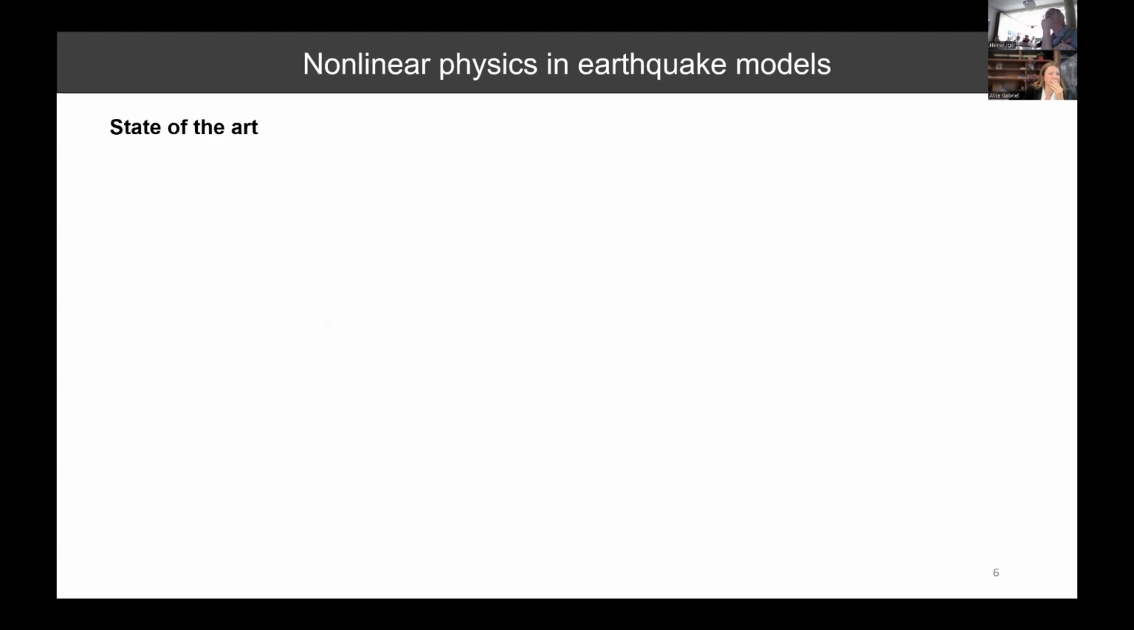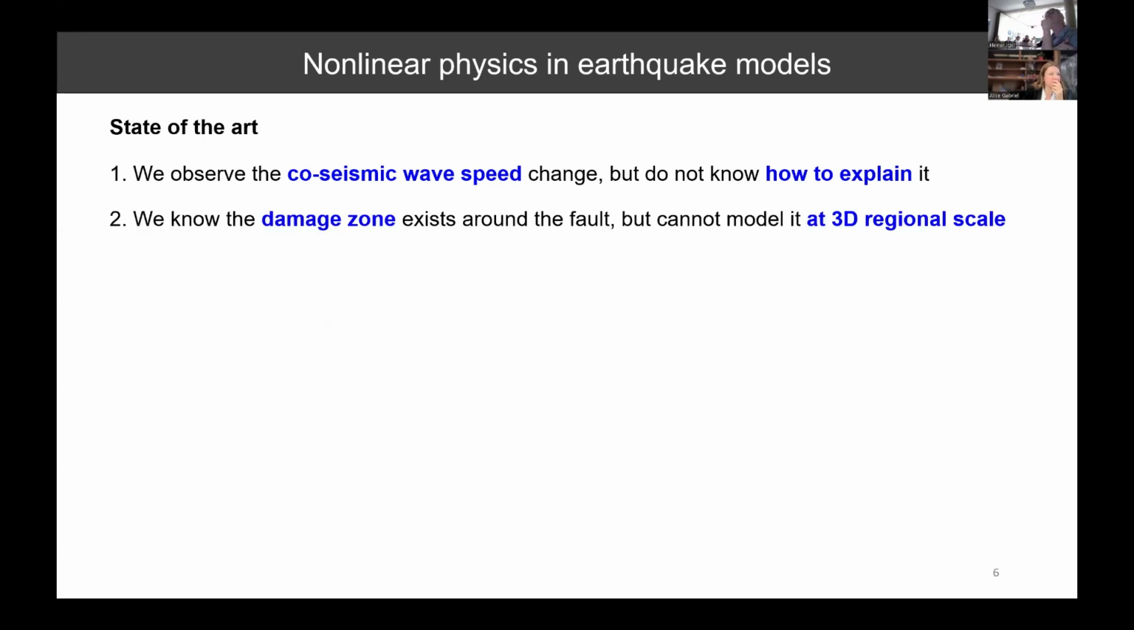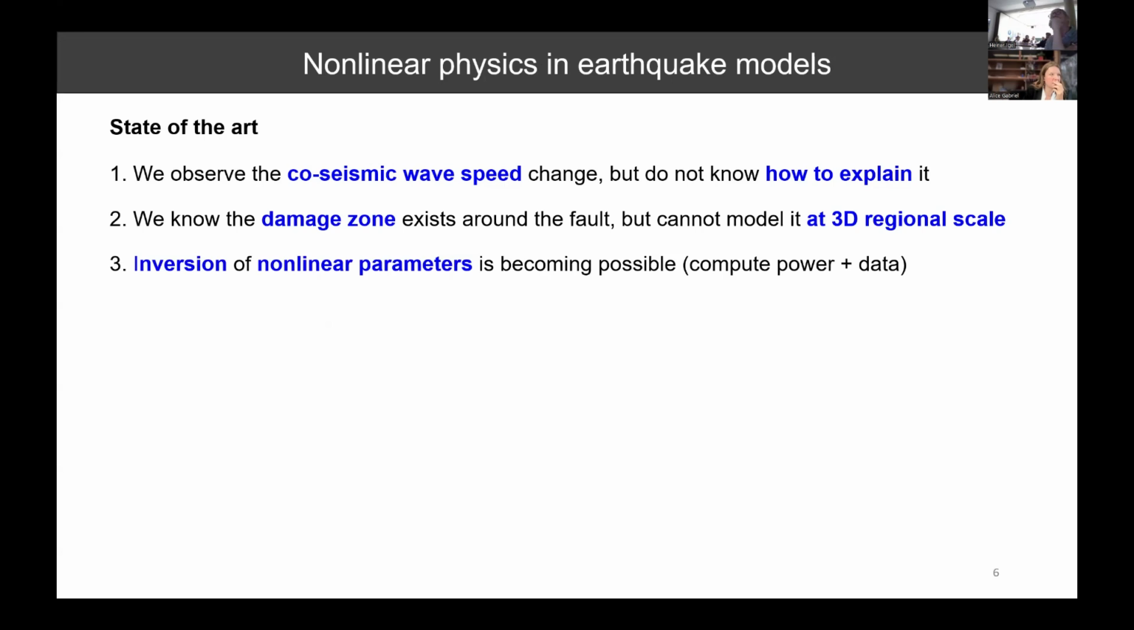So we already observe, as I showed before, the coseismic wave speed changes, but we do not know how to explain them. At the same time, we also observe damage zones existing around the fault, but still we cannot model them completely at a 3D regional scale. And also there are emerging computer power and data that can make the inversion of nonlinear parameters in this process possible, but we are still missing some efficient algorithms to deal with that.